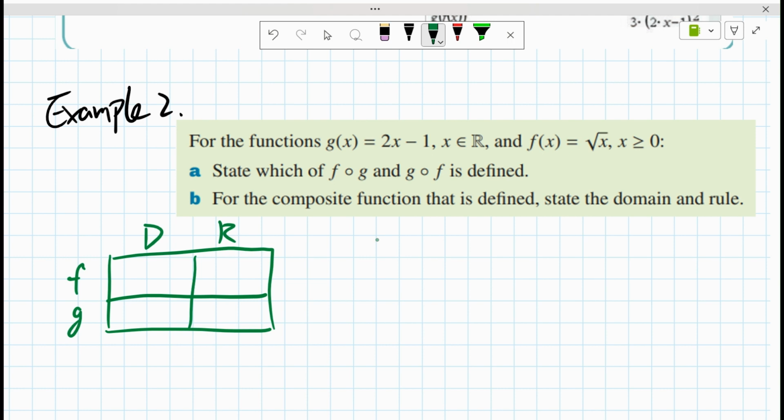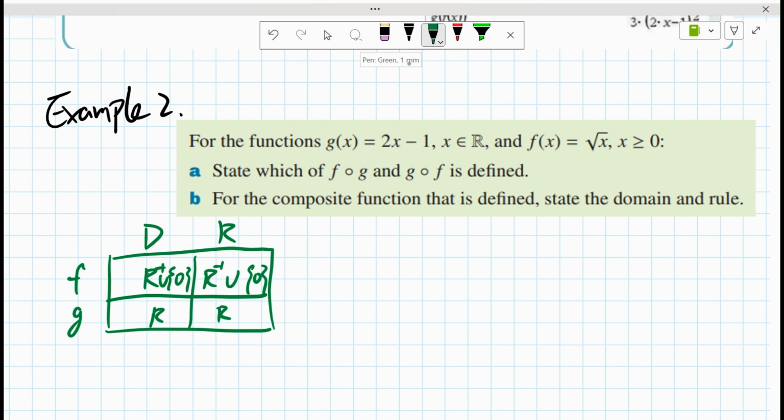Okay, perfect. Now let's start with g. The domain of g is the real numbers. For f(x), the square root of x, the domain is the positive real numbers, also including 0. And the real numbers for both for g(x). Then we state f followed by g and g followed by f.